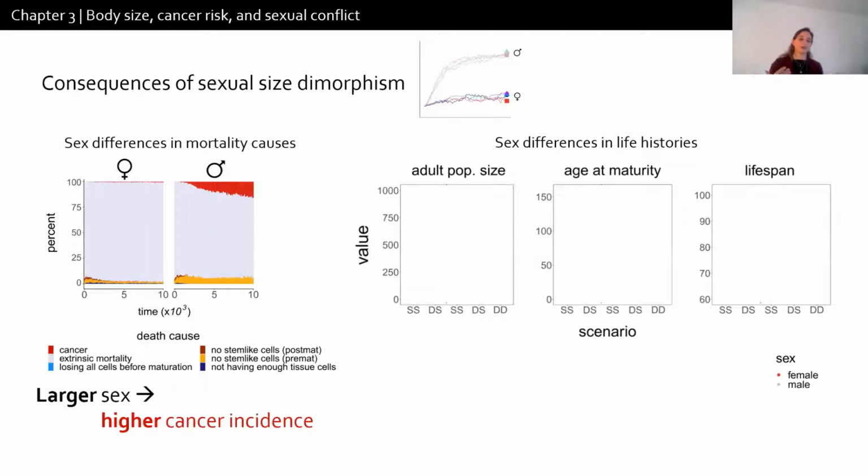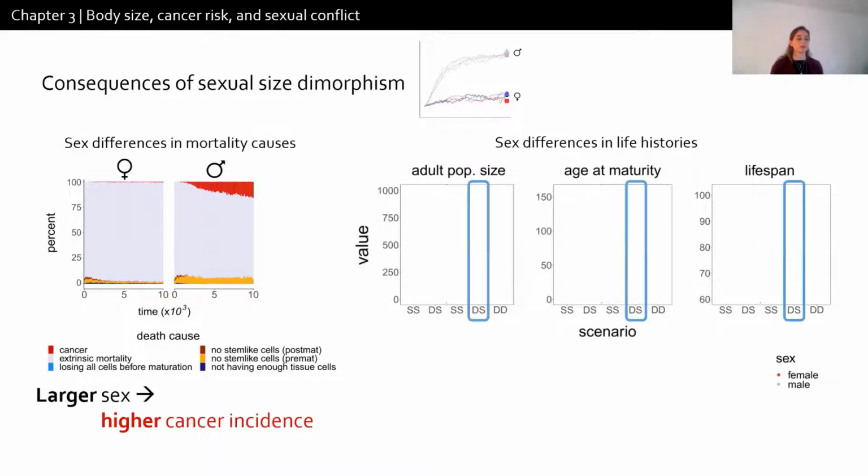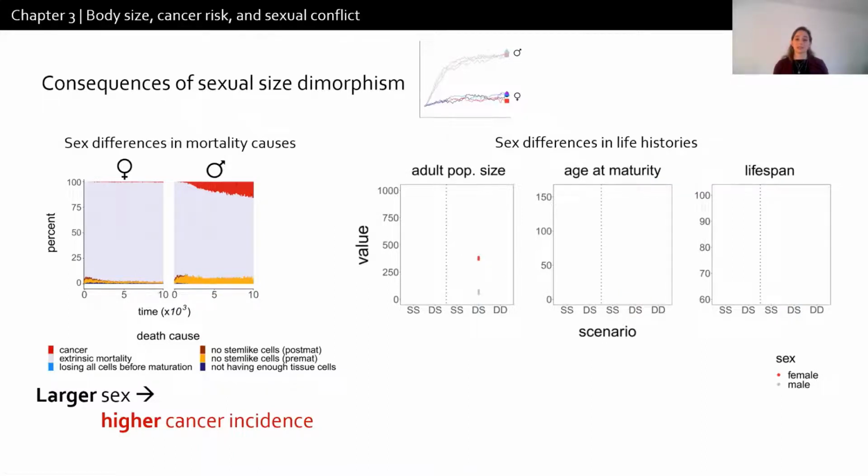So then we wanted to look at what sex differences in size mean in terms of life histories. Here I'll show adult population size, age at maturity, and lifespan. In red will be the females, and in gray the males. The x-axis shows different scenarios, but I will only focus on this scenario today, which is the body size evolution with sexual size dimorphism that I've shown before. With this, we see that the sex ratio is female biased in the adult population. So there are more females than males in the adult population.